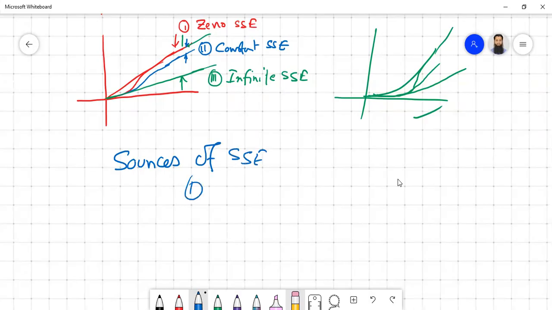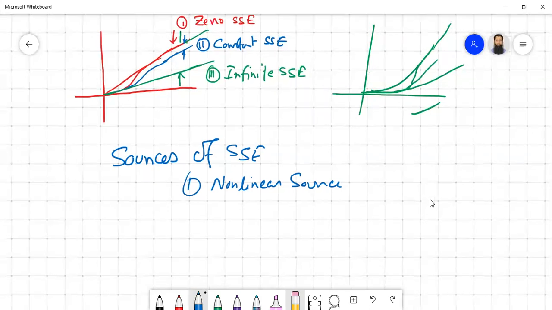There is one common reason, which is nonlinear sources. Like, say, the backlash in the gear or the nonlinearity in the motor, or the dead zone we have in the motor. All this kind of thing can actually cause steady state error. But this is beyond the scope of this course, because we are going to discuss everything as linear in this course. That is why we're not going to discuss anything about the nonlinear sources.